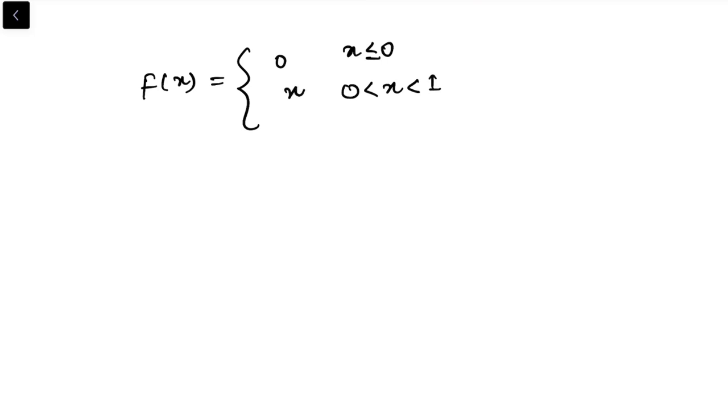So in the first question, you are given the CDF. When x is less than or equal to 0, the value of the CDF is 0, and when x is greater than 0 but less than 1, the CDF is x, and when x is greater than 1, the CDF is 1. You are asked to calculate the probability density function for the random variable. Okay, so now let's draw the graph of the CDF first.